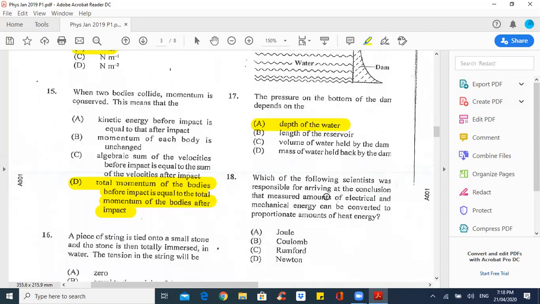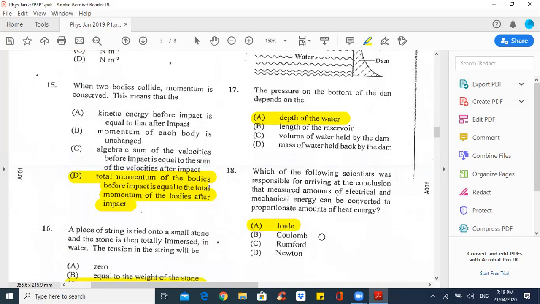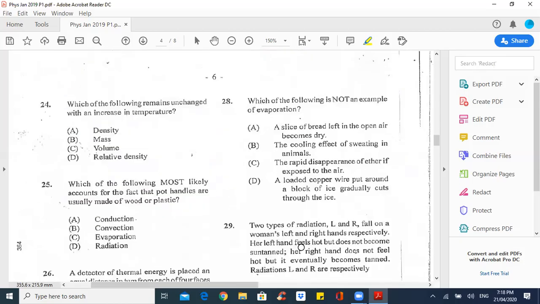Which of the following scientists was responsible for arriving at the conclusion that measured amounts of electrical and mechanical energy can be converted to equivalent amounts of heat energy? This person is Joule, because the unit for heat energy is joule. Good.